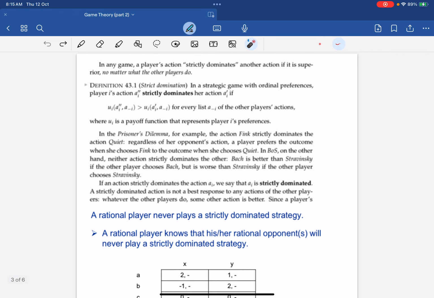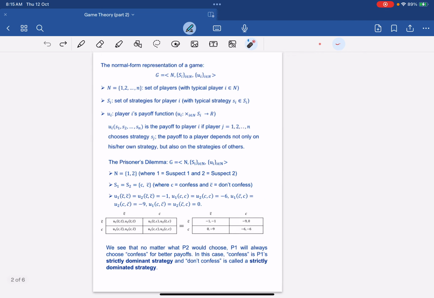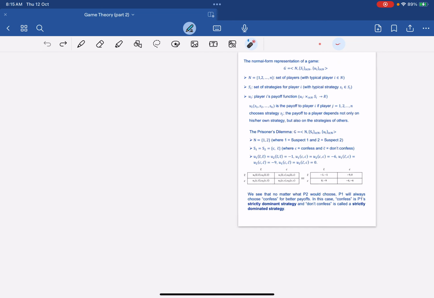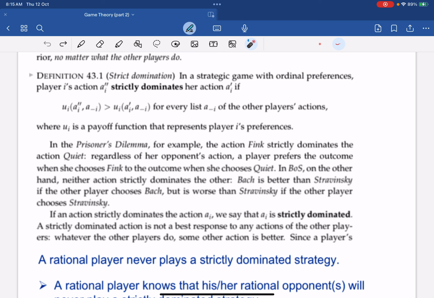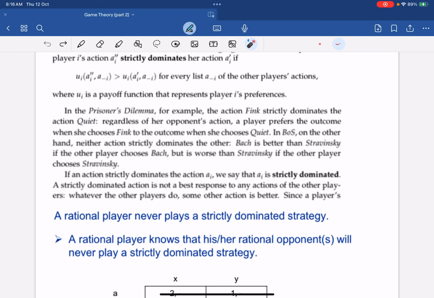So what does it mean by a strictly dominant strategy? Well, an action strictly dominates another action when, in either case of the opponent's action, you have one strategy or action that always has a better payoff than the other. So in the example we gave with the prisoner's dilemma, confessing will always be this strictly dominant action.